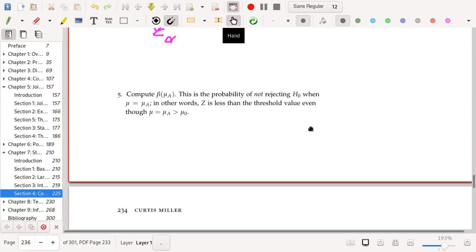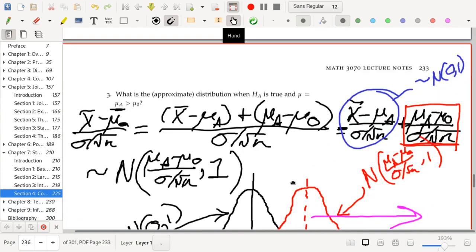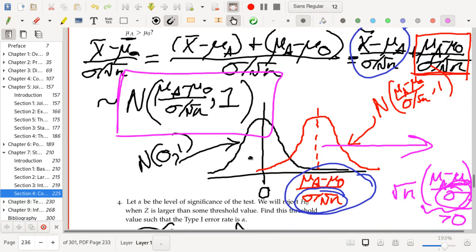5. Compute beta of mu A. This is the probability of not rejecting the null hypothesis when mu equals mu A. In other words, Z is less than the threshold value, even though mu is equal to mu A, which is greater than mu naught. So that means that the actual distribution that the test statistic is following is this distribution.